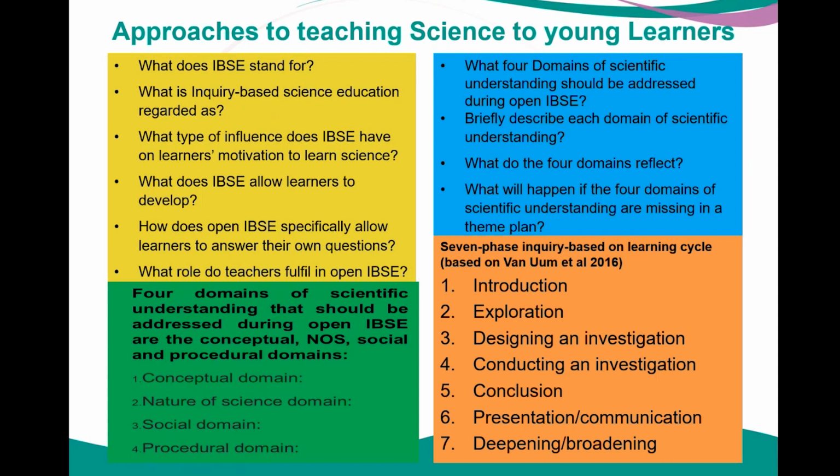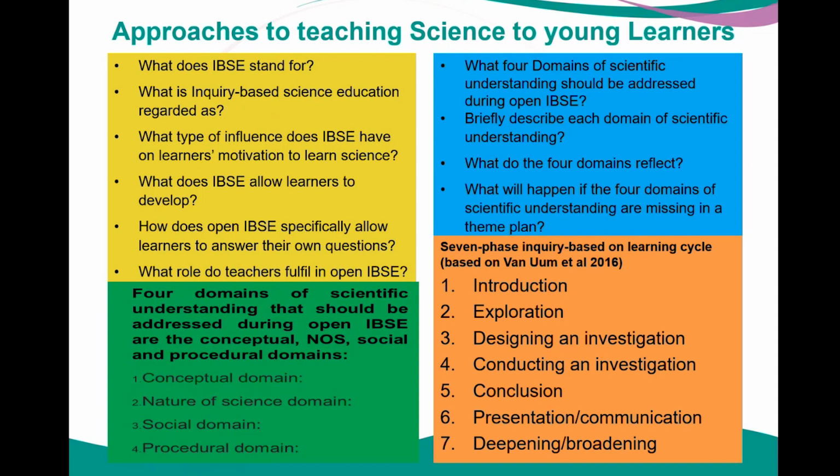And then when you come to the social domain, we need to give learners an opportunity to talk in their groups about their understanding of the topic being investigated. And when you look at the procedural domain, that's when the learners need to develop the process skills during an inquiry, as well as the skill of using the scientific knowledge. So the 4 domains basically reflect aspects of science that should be addressed when the phases of inquiry-based science learning are planned. And there are different ways of planning the phases of an inquiry-based cycle of learning.